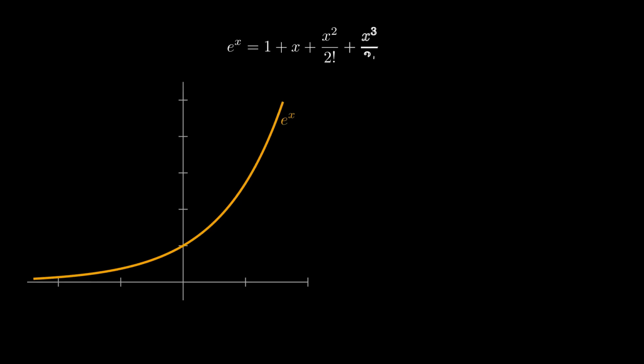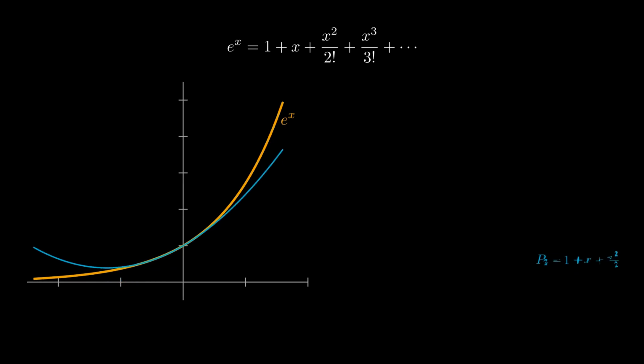On e to the x, expanded around 0. Every derivative of e to the x is itself, and at 0 that's 1, so every coefficient is 1 over a factorial. The series is 1 plus x plus x squared over 2 plus x cubed over 6, and on.